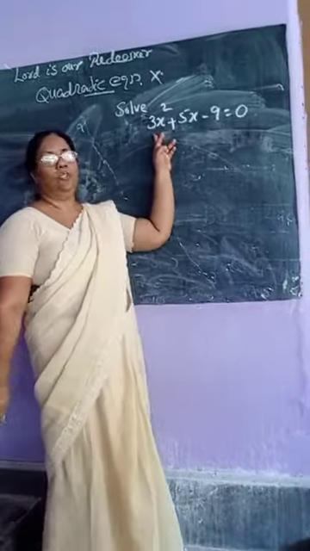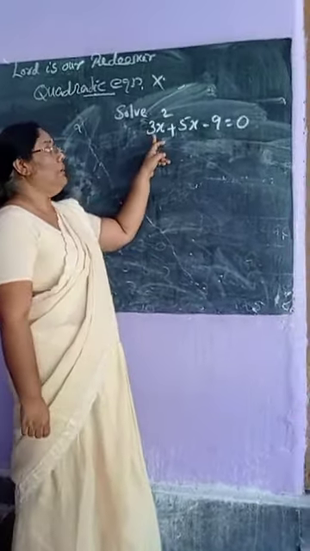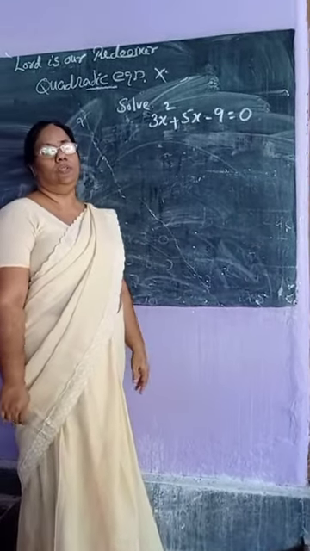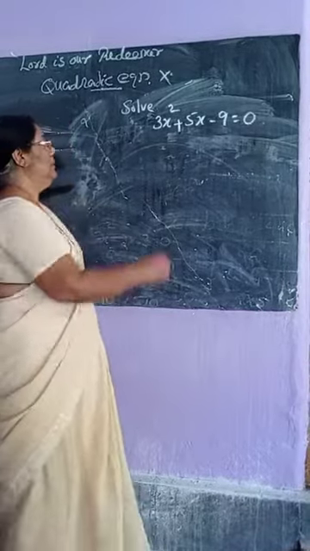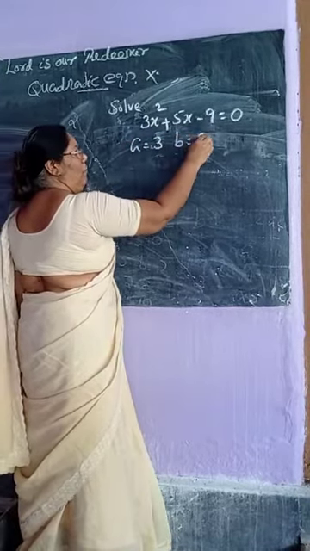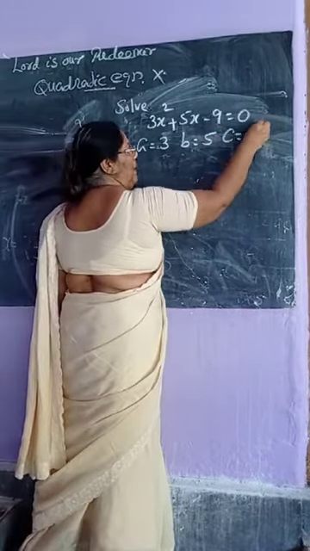Right. The next question. Solve 3x square plus 5x minus 9 equal to 0. First you write what is A, 3, what is B, 5, and what is C, minus 9.